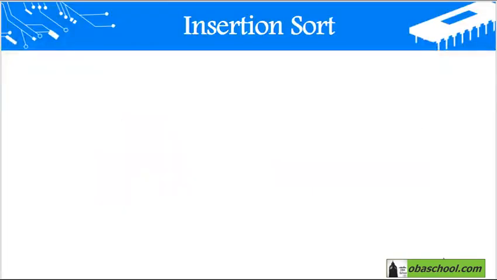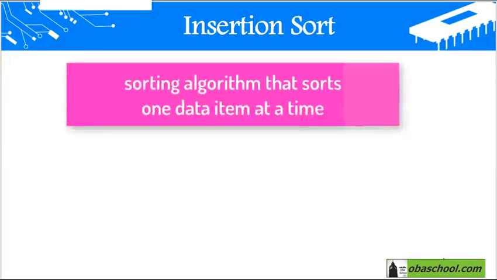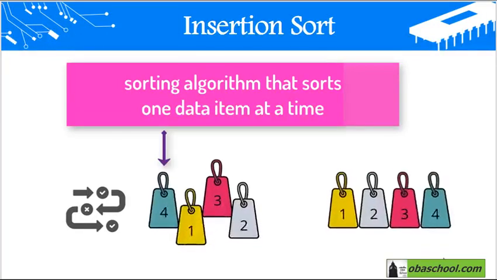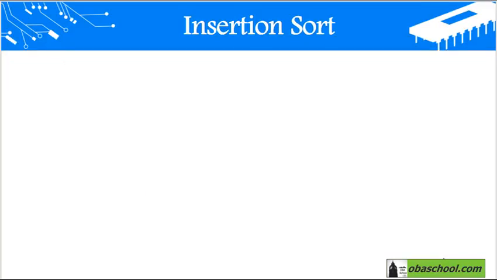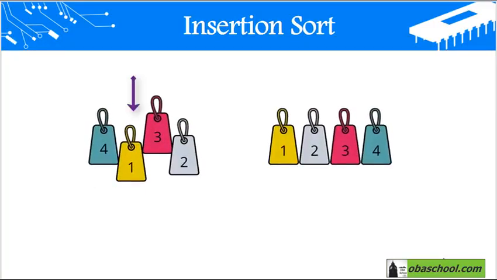What is insertion sort? Insertion sort is a sorting algorithm that sorts one data item at a time. So the algorithm takes one data item from the list and places it in the correct location in the list. This process is repeated until there are no more unsorted data items in the list.